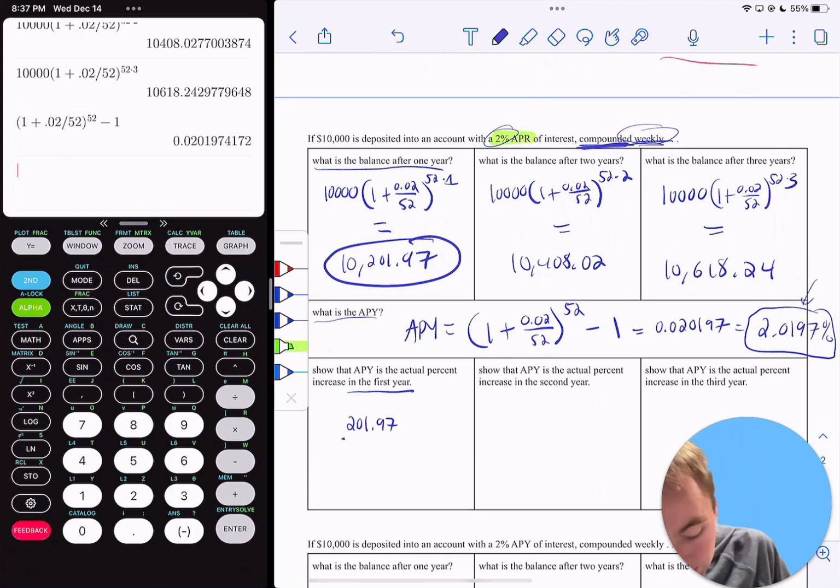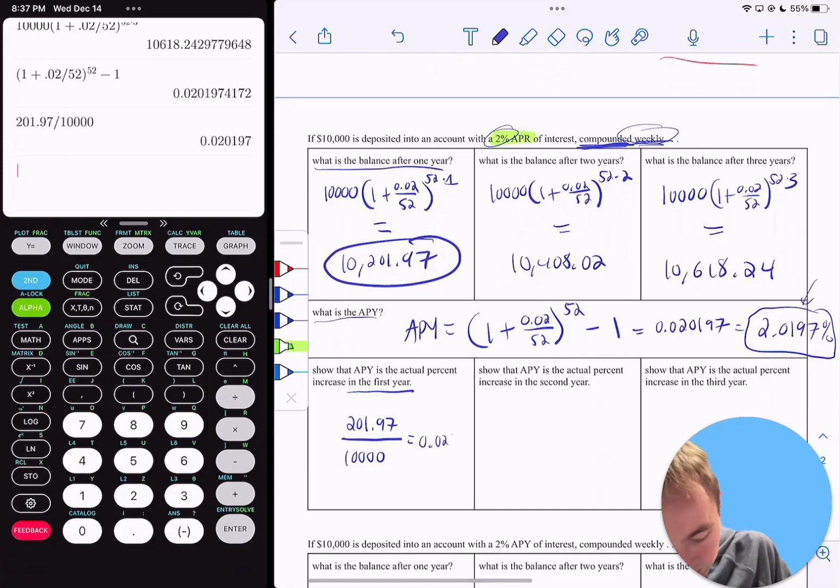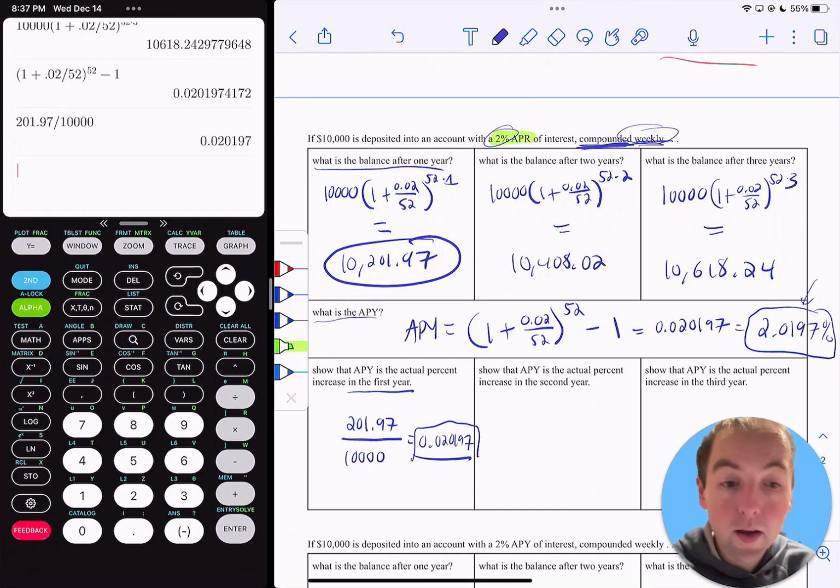if I just take the $201.97, that amount of increase, and I make it a fraction out of 10,000, okay? I'm going to put that in a calculator. You can see that it's going to equal 0.020197, which that right there is the APY, right? So it just proves that that's the actual percentage increase, right? When we take the dollar amount of increase divided by the dollar amount we started with, we can see that percentage increase.